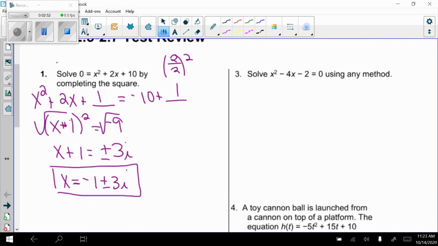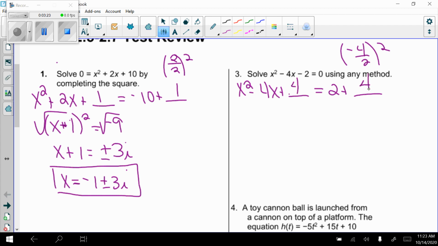Solve x squared minus 4x minus 2 equals 0 using any method. You can use either completing the square to make it a factor, or you can do quadratic formula. You know me, I'm going to do completing the square. So to complete the square, move my negative 2 over. So I have x squared minus 4x plus my blank equals 2 plus, again, blank. Take the b, so negative 4 divided by 2, and square it. Negative 4 divided by 2 is 2. 2 squared is 4, so I'm adding 4 to both sides.